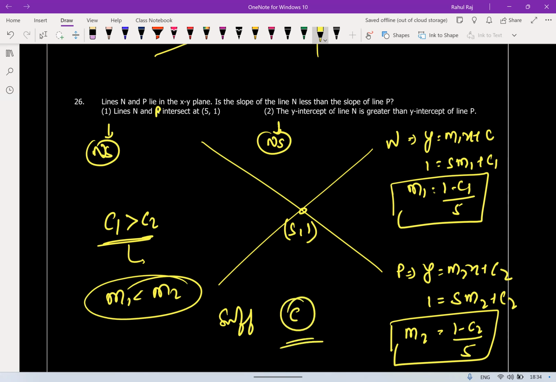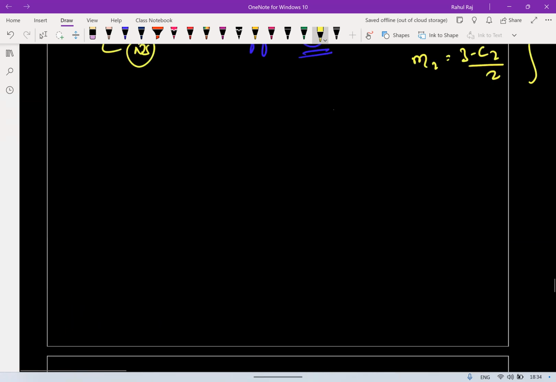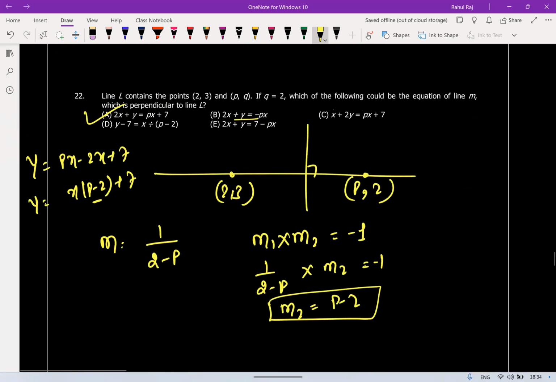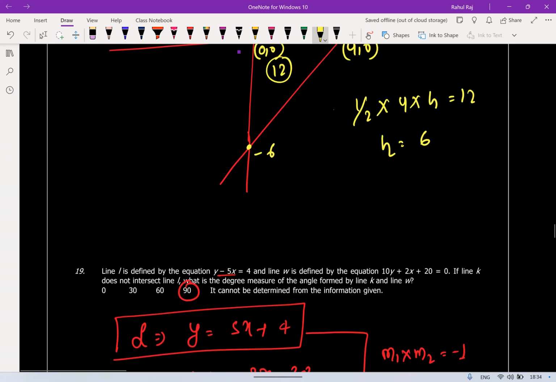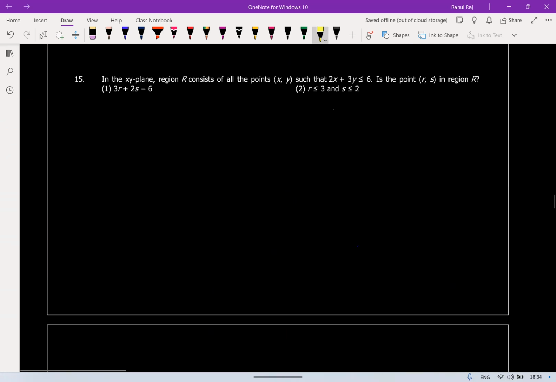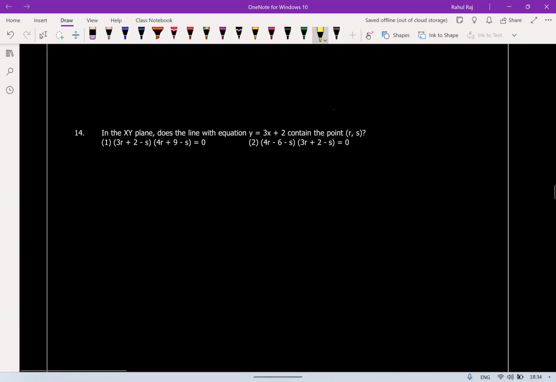So the question is coordinate geometry only in name, but technically all these questions are of inequality. You can check it out. Nothing at all is being tested on coordinate geometry. Question number 14, please. Again, it's an inequality question in terms of coordinate geometry. And that's the reason we put a good amount of time in algebra.